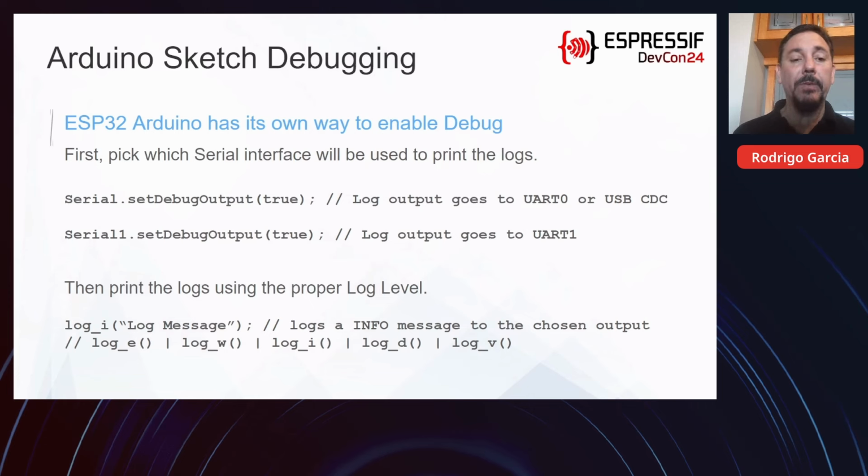In some cases, you might want to use only Serial1, which means UART 1, or Serial2 when that is available, and output other log messages on those other ports. You can select the level of the log message by using log underscore and the level. So error is E, warning W, info, debug, and verbose. When you set the level on the menuconfig, only the messages that are on that level will be outputted. All the others will not. So you need to select the correct log level that you want.